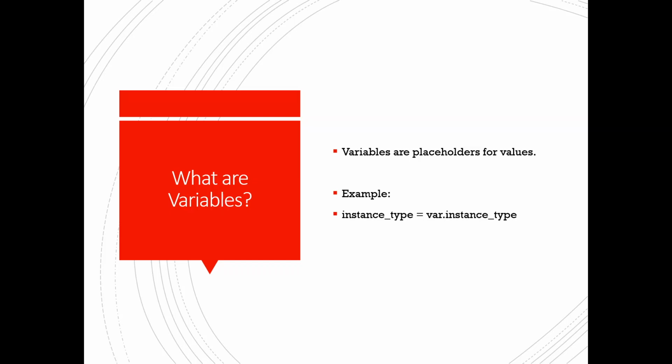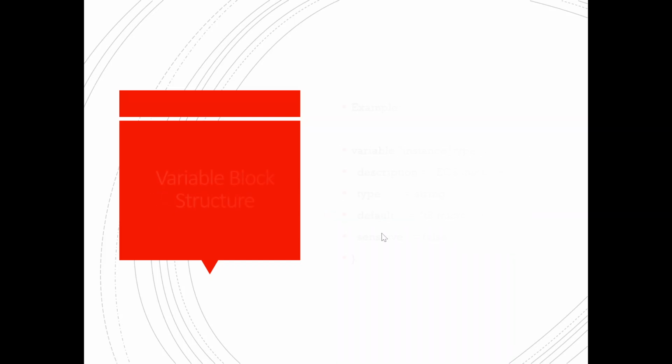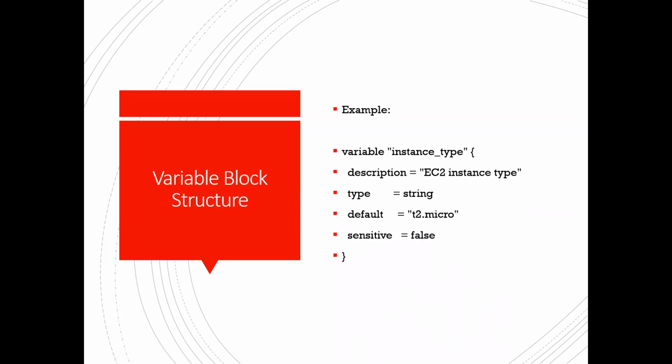So let's see the variable block structure, how it actually looks. Here you can see we write it using the variable keyword, followed by the variable name. Then inside the curly braces, you define the details like description, type, default value, and sensitivity. For example, this variable defines a default value, data type, and description, so other people reading your Terraform code understand what it is for.